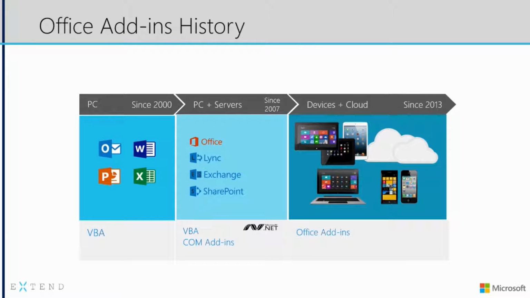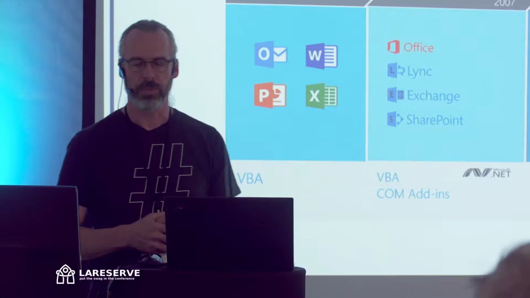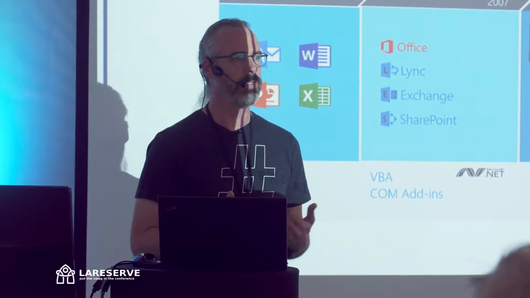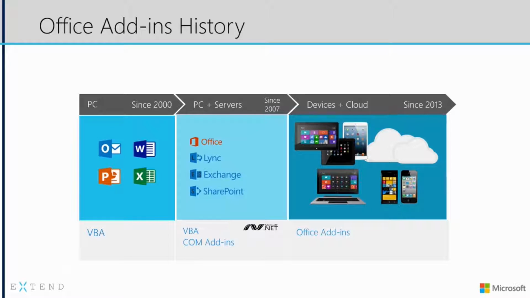So let's take a quick look back. We've come a long way with extending Office. Starting since 2000, we've had VBA macros, the ability to extend with VBA macros. And then since 2007, also COM add-ins and .NET managed add-ins.